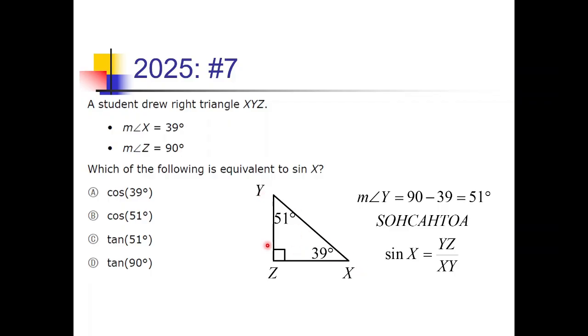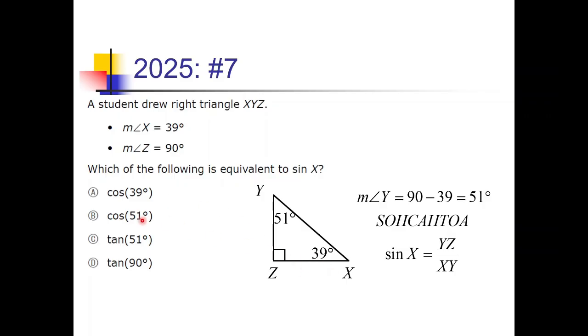We don't know how long any of these sides actually are, but we have to take one of the answer choices that's going to give us the same ratio of sides in the same order, and that's going to be our answer. So let's just look at some of our options here. So we've got cosine of 39. So cosine is adjacent over hypotenuse. So that would be this touching side, this XZ side over XY, which doesn't match what we had for sine. So cosine of 39 doesn't work.